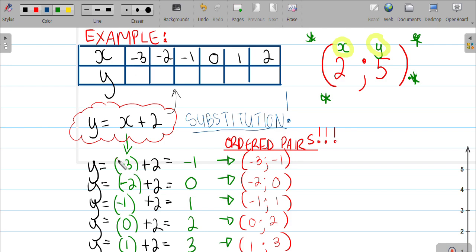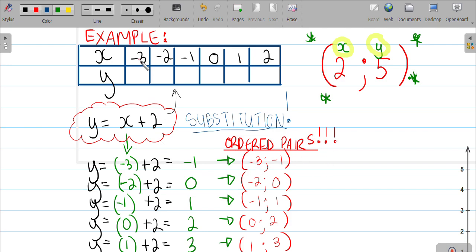So can you see this -3 in brackets comes from this -3? Okay, and then we simply continue the equation. So the +2 and the +2 stays. So -3 plus 2 will equal -1. And then this is how we get our ordered pair.